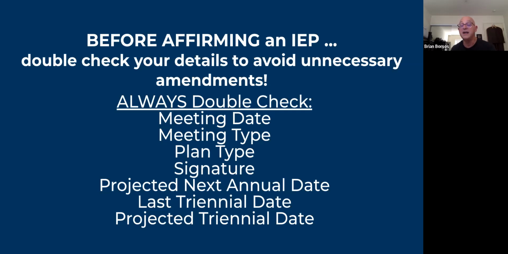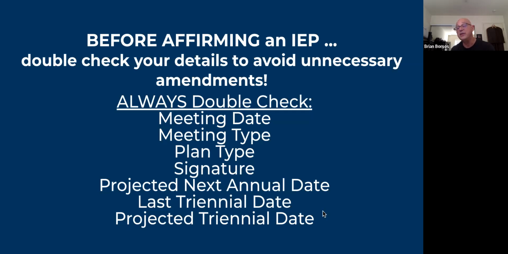Did the parent sign? The signature is really parent signature. And did they sign or did they not? The projected next annual date. So like I said, if we have an annual today, August 10th, 2022, that next projected annual date would be August 9th, 2023. So that needs to be put in, and it needs to be accurate.